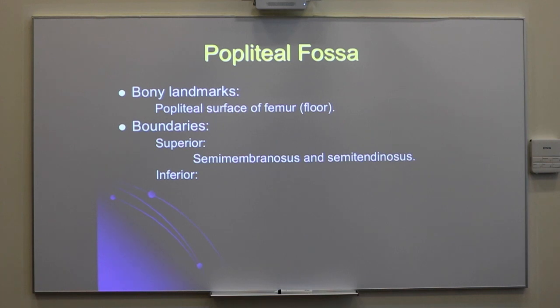In terms of the superior boundaries, you have semitendinosus and semimembranosus on the medial side and biceps femoris on the lateral side. Lateral superior. And in terms of the inferior boundary of the popliteal fossa, you would find the medial and the lateral head of the gastrocnemius. These are basically forming the boundaries of the popliteal fossa. In terms of the roof, it is formed by the popliteal pad of fat, and there is skin.